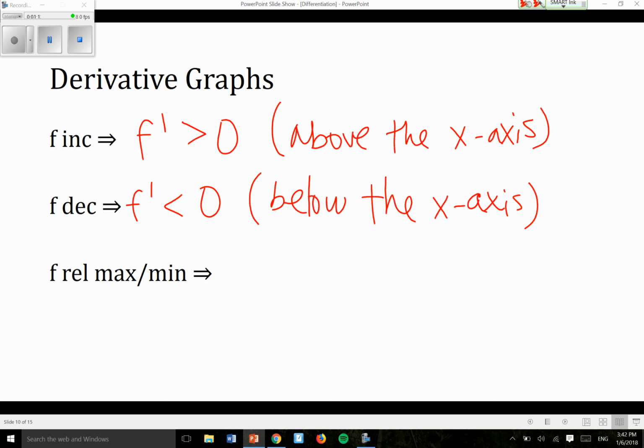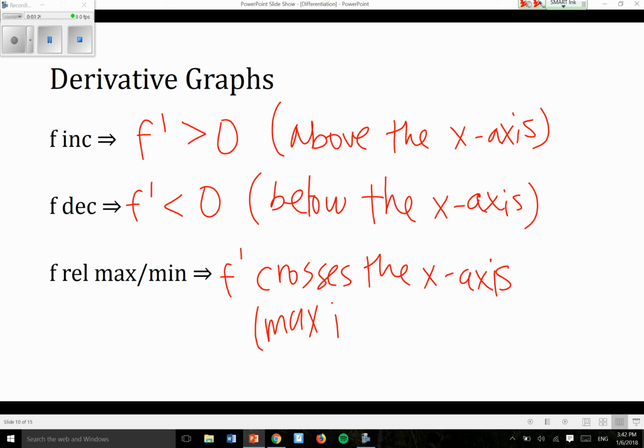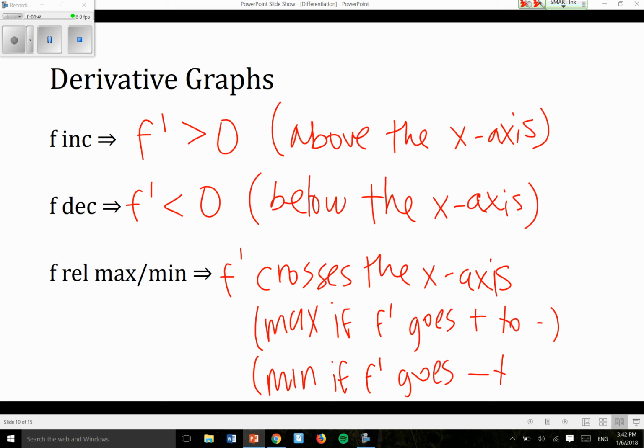And if f has a relative max or min, then f prime doesn't just have to equal 0. It actually has to cross the x-axis. And we know it's a max if f prime goes from positive to negative, from above the x-axis to below the x-axis. And we know we have a relative min if f prime goes negative to positive as we move from right to left.